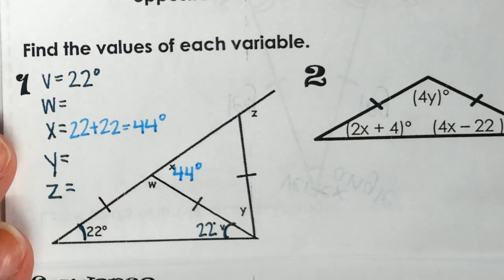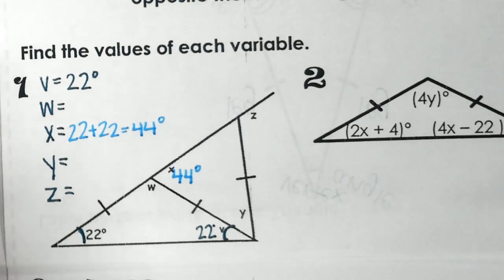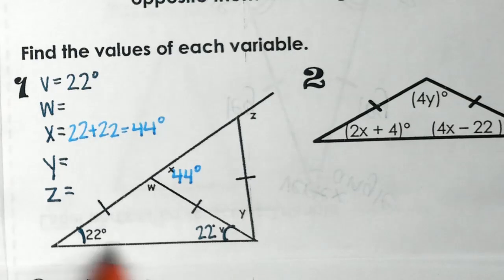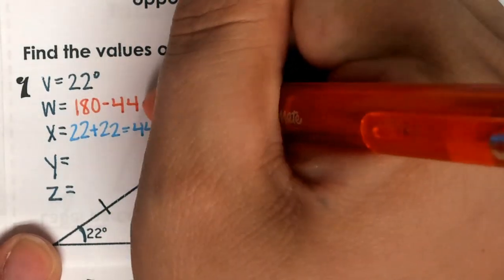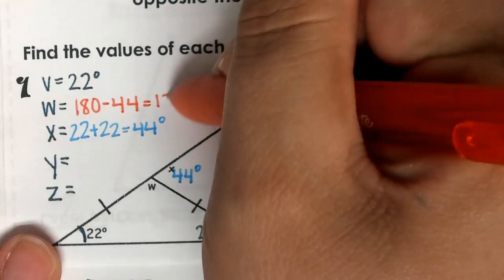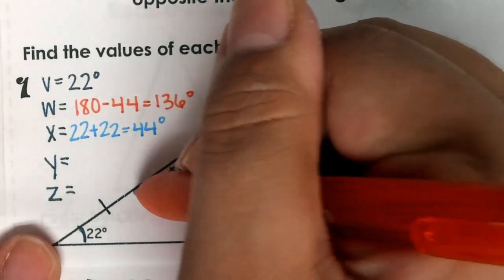Okay? Louder, Valerie. W is 136. How did you get that? You added 22 and 22? And then did what? Subtract it from 180. 22 plus 22 is 44. Subtract that from 180. What did you get? 136 degrees.